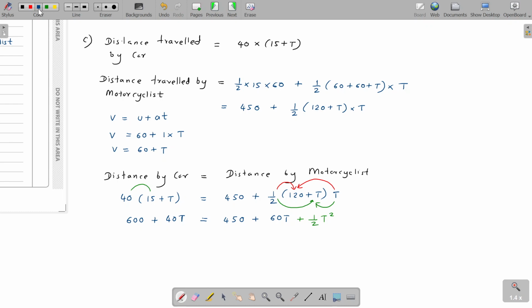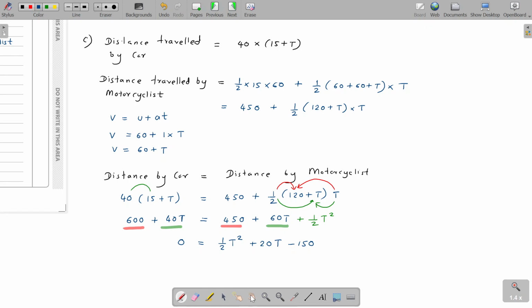Shall we simplify? Let's take the like terms to the same side. So I get here 0 equals half t square. Simplify the like terms. Plus 60t and the plus 40. So when you bring the plus 40t here, 60 minus 40t is plus 20t. And then in here, the constants, when you simplify, plus 450, that plus 600 comes over here as minus 600. 450 minus 600 is minus 150.